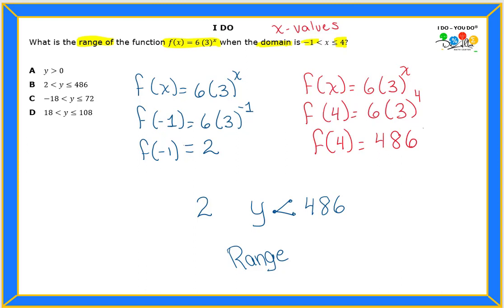But remember that the 4 had an inequality with the equal sign. Therefore, we need to write down the equal sign like that. On the left side, we want the range to be greater than 2. So then we write down my symbol here, and I do not need to write down the equal sign, because the -1 doesn't have the inequality with the line on the bottom. So that will be my range.